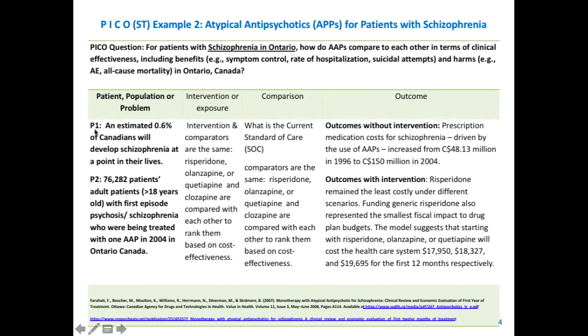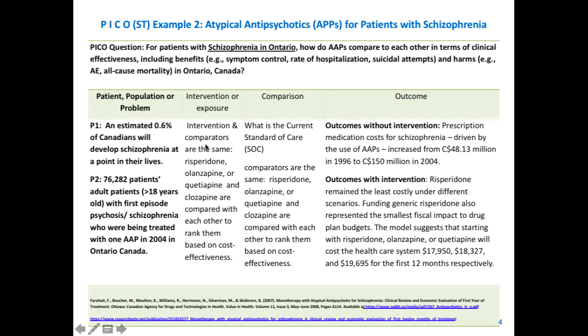The target populations are an estimated 0.6% of Canadians will develop schizophrenia at a point in their lives. But not all these 0.6% of total Canadian population are using the atypical antipsychotics. Only 76,282 patients are using the atypical antipsychotics. So these are the target population.